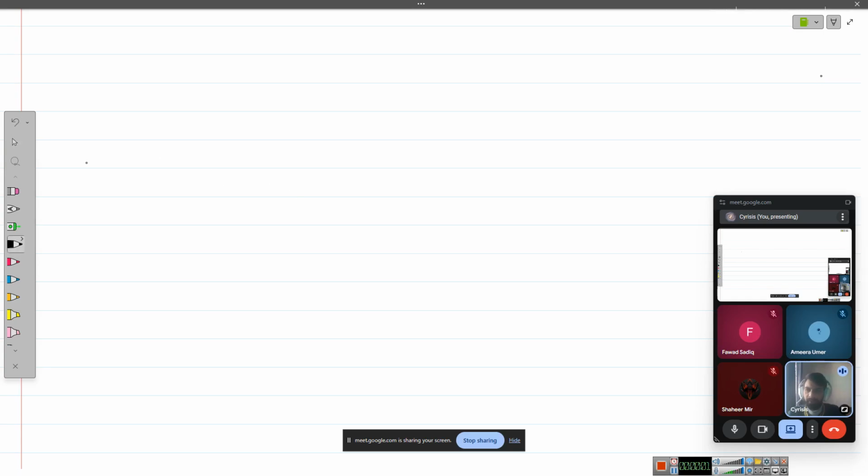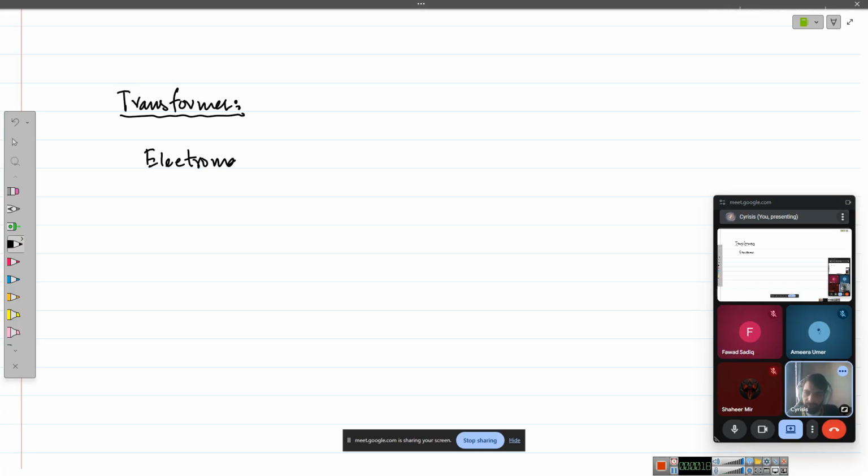Today we'll be starting with a new topic, which is transformers, right? So, transformers. Now, these are electrical devices which work on the concept of electromagnetic induction, right?